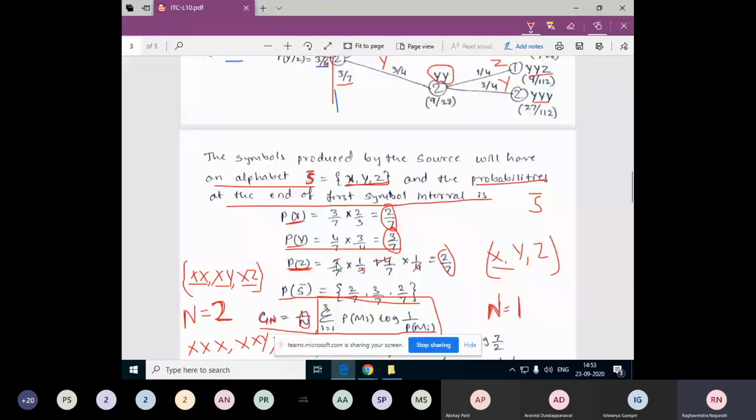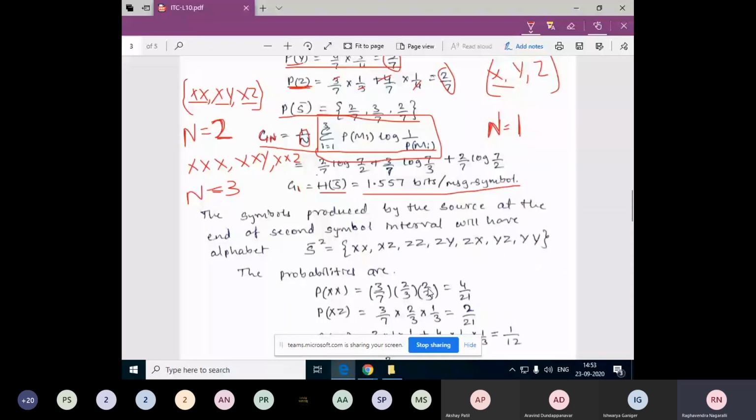Okay, now considering the second extension, the symbols produced by the source at the end of second symbol interval. So this is the second extension of this basic source. S bar is nothing but the adjoint source. So we have XX, XZ, ZZ, ZY, ZX, YZ, and YY. These are the symbols we have already seen here.